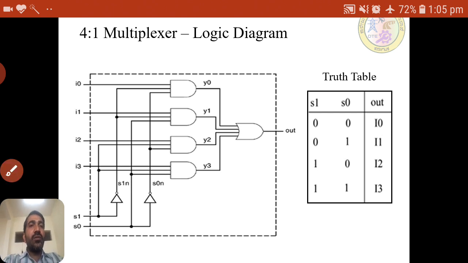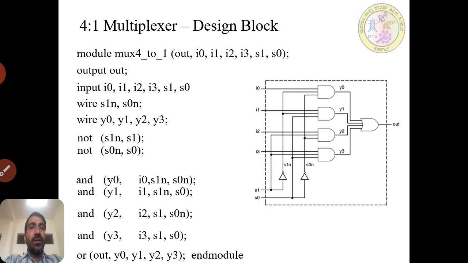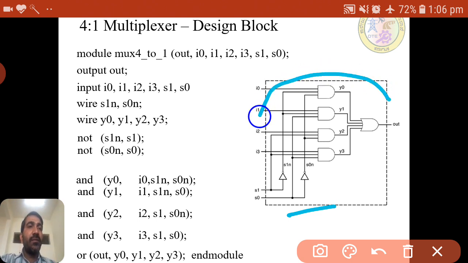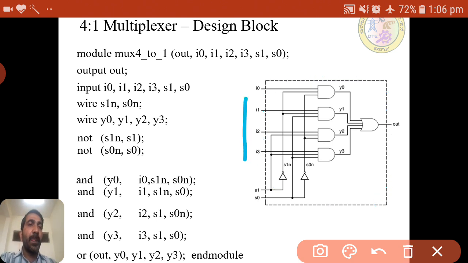And now, how to utilize this logic circuit to write the gate level modeling. So now, this is the logic circuit we have. In that case, first we need to define that there are 4 inputs, I0 to I3, these are the select lines, and one is the output. If you see the dotted lines, what is outside the dotted lines, that we need to declare.